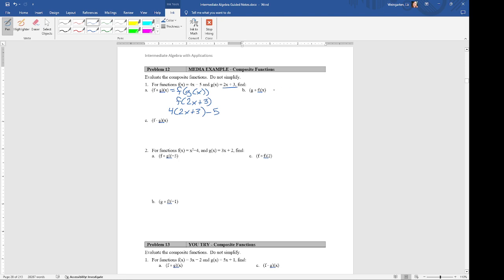Now we're going to go the opposite way. We're going to take g of f of x. What is f of x? 4x minus 5. So instead of the f of x, we're replacing it with what f of x is equal to, that 4x minus 5.